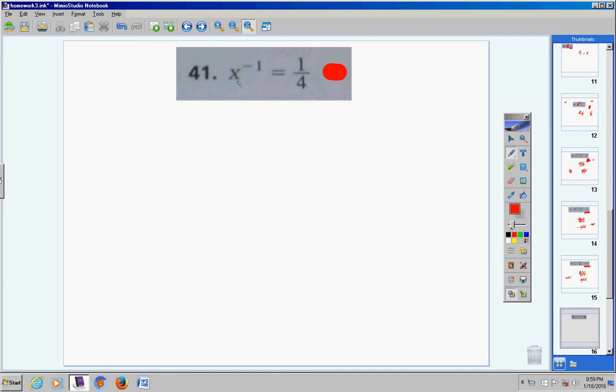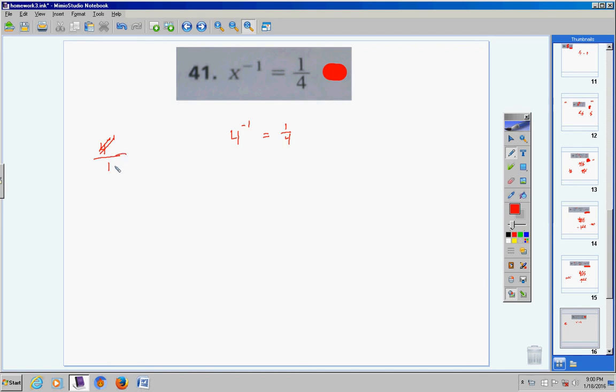What number could you put in for X here that would give you 1/4? Well, think about it, guys. Come on. If I put a 4 right here for X, I would have 4 to the what? -1, right? Now, what is 4 to the -1? Let's work that out over here. 4 to the -1 is really 4 to the -1 over what? 1, right?